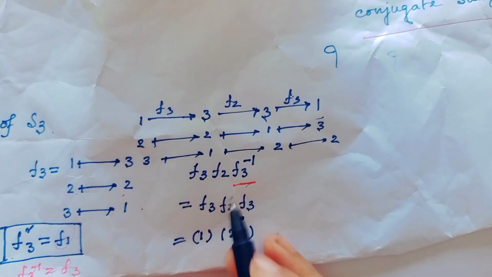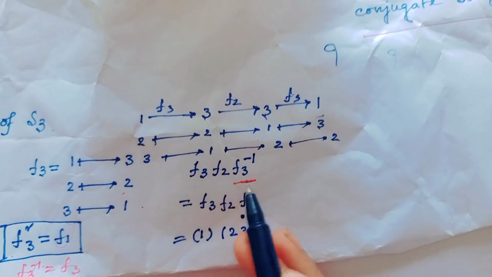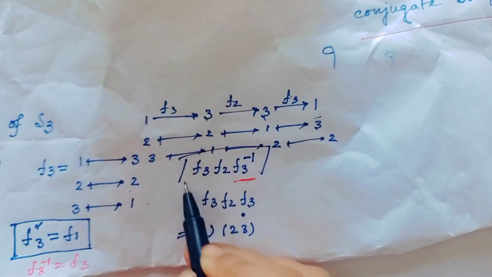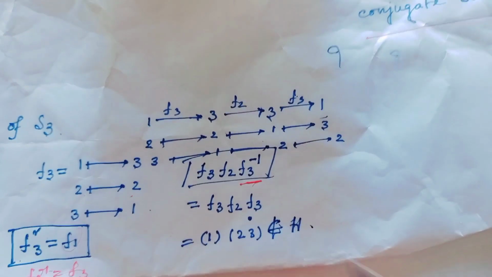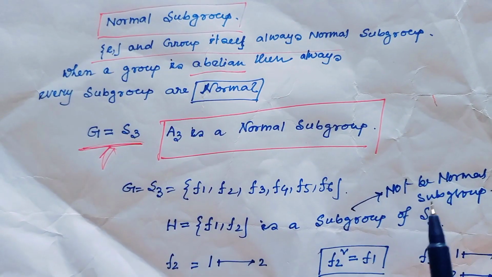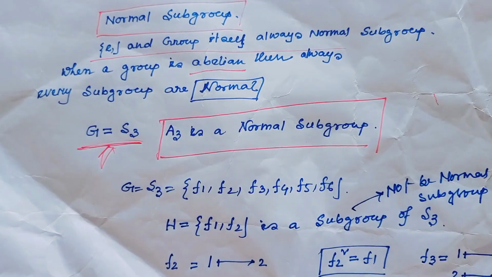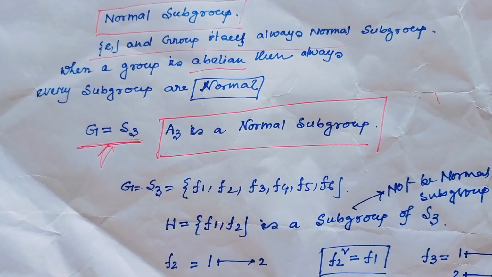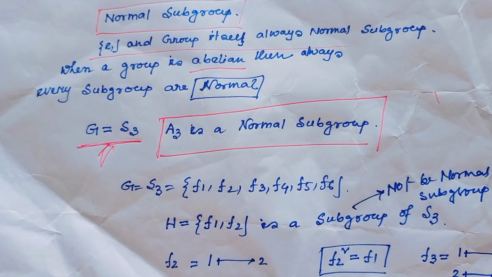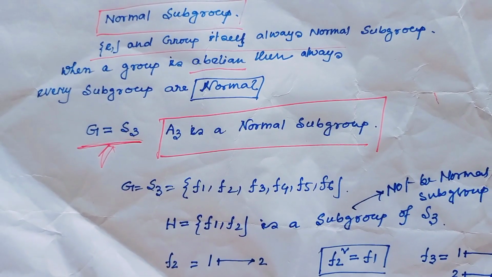Therefore, f3 f2 f3 inverse does not belong to the subgroup A. So this subgroup A is not a normal subgroup in S3. So in S3 there exists only one proper normal subgroup. This is A3.